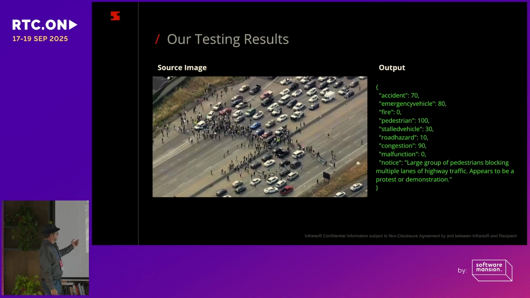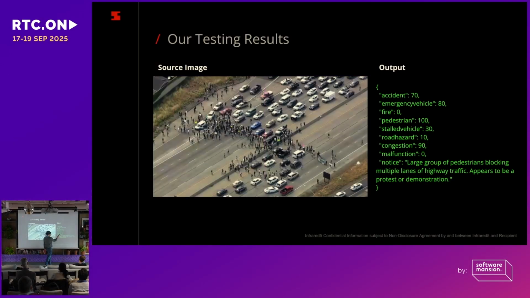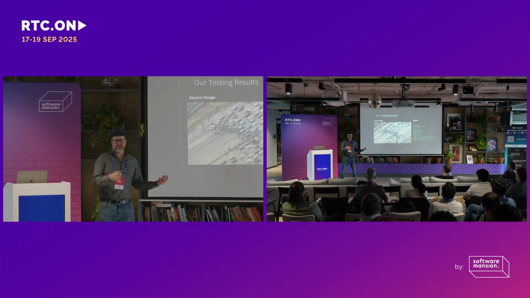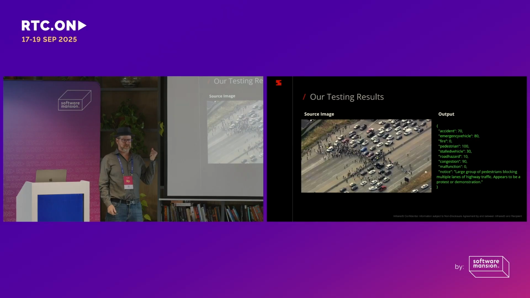So this is the frame that we captured from the video. And the coolest thing about this is you can say, okay, they think there's an emergency vehicle. Maybe there is, I don't know. But pedestrians 100%, congestion is 90%. So it's saying a large group of pedestrians blocking multiple lanes of highway traffic. It appears to be a protest or a demonstration. You can already see how useful this would be to somebody running a huge video wall, trying to detect these things. If it gets an alert that describes exactly what's happening, then they can act on it.